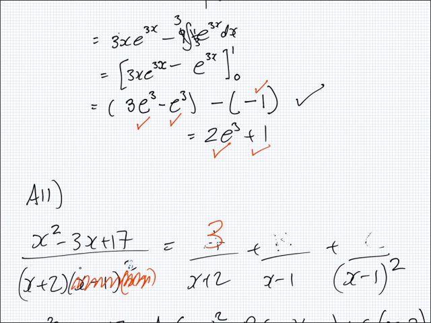1 minus 3 plus 17 over 3. What did we get for c? 5. And this is 5. So now you can just sub in A and C and find it out.